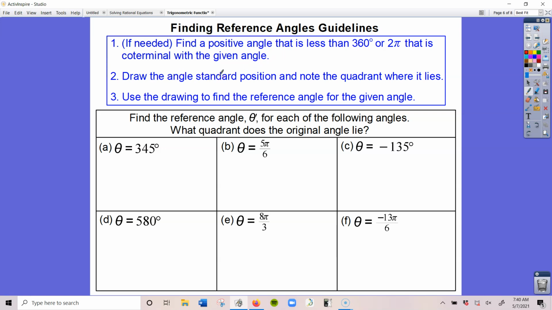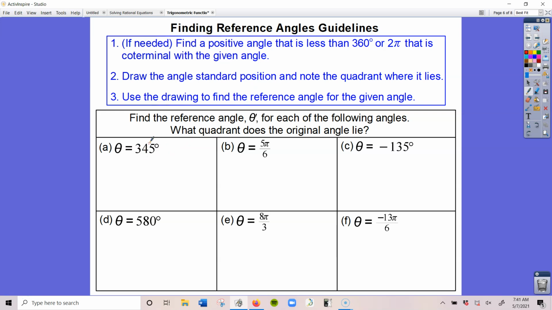Then you're going to draw the angle in standard position and note the quadrant where it lies. Now, when I say draw the angle in standard position, this does not necessarily mean you have to go through all of those steps that we did in a previous lesson. We can just estimate where the angle will lie. We just want to know what quadrant it's in, so it does not have to be perfect. Then we're going to use the drawing to find the reference angle for that particular given angle.